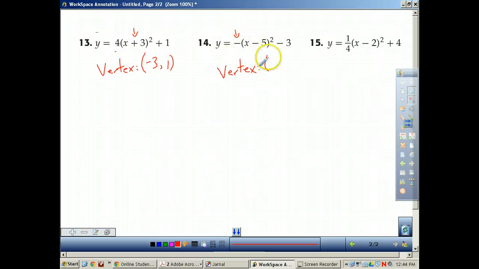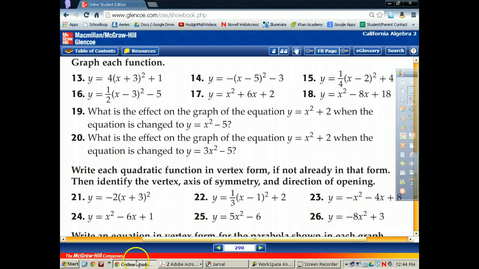So even though there's a negative here, that doesn't change the fact that you still just take the opposite, and it's 5, -3. And for 15, same thing. This number in front does not change anything on the vertex, so the vertex is at +2, 4. Okay? So that was the big idea, and this happened right in the middle of the completing the square.